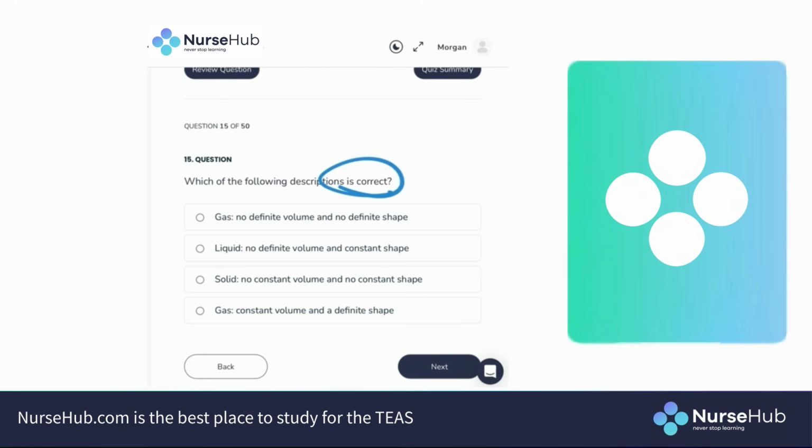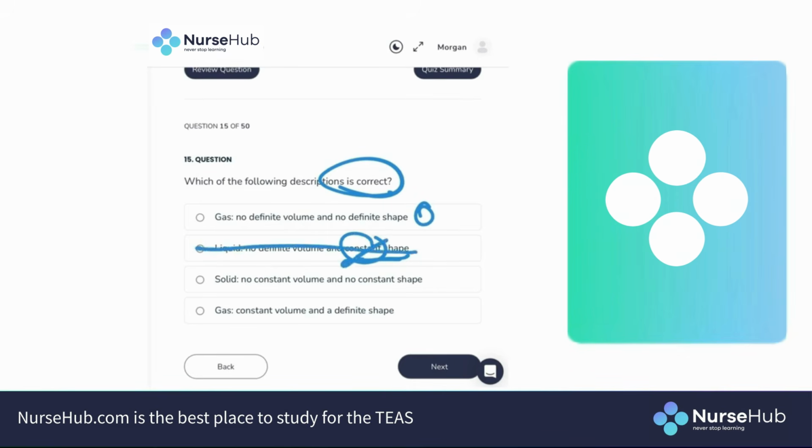So the first option is gas, no definite volume, no definite shape. Well, that one sounds pretty good. I'm going to leave that available. That sounds like the correct answer. Liquid, no definite volume, and a constant shape. Even common sense tells you that this isn't true. Liquid takes the shape of the container in which it is placed. It doesn't have a fixed or constant shape. So this answer is incorrect.